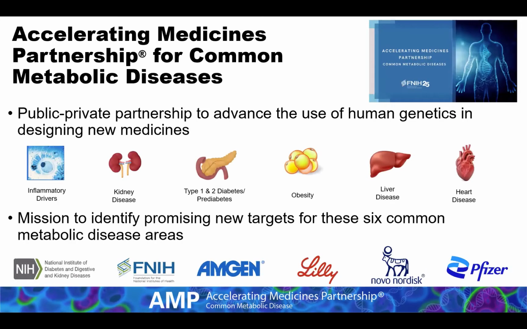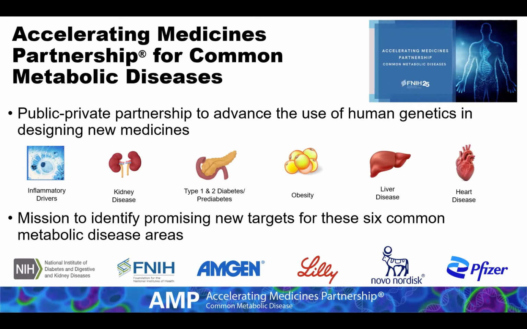So I thought I'd start with why we're here and the foundational program that funds this activity, and it's the Accelerated Medicines Partnership for Common Metabolic Disease. Many of you may have heard of the type 2 diabetes AMP program, which was the beginning of this, and we expanded to common metabolic disease in the last 2 years. This is a public-private partnership between the NIDDK and the FNIH, and for industry partners, Amgen, Lilly, Novo Nordisk, and Pfizer. Our goal is to advance the use of human genetics in study into defining new medicines and therapeutics.